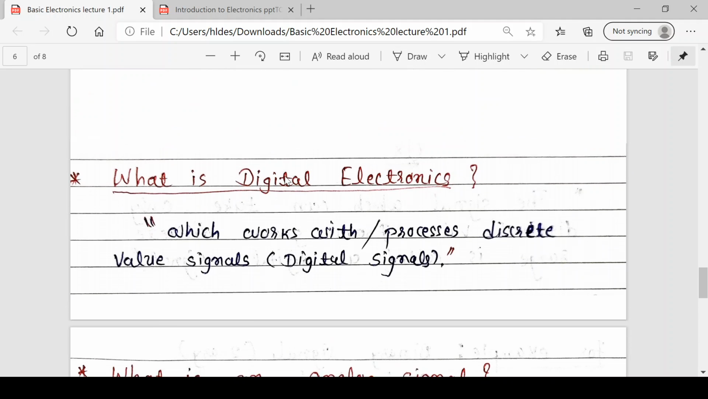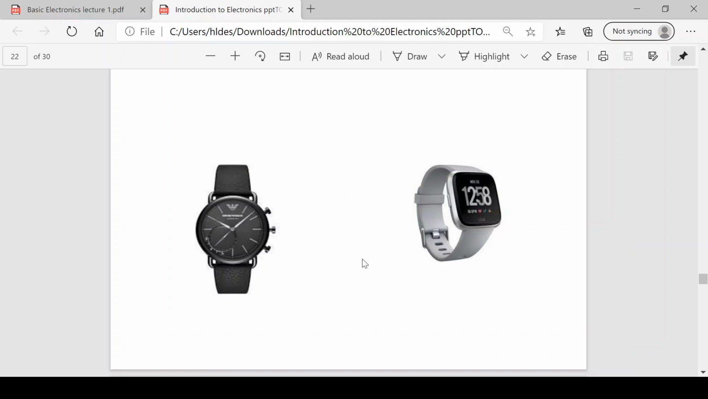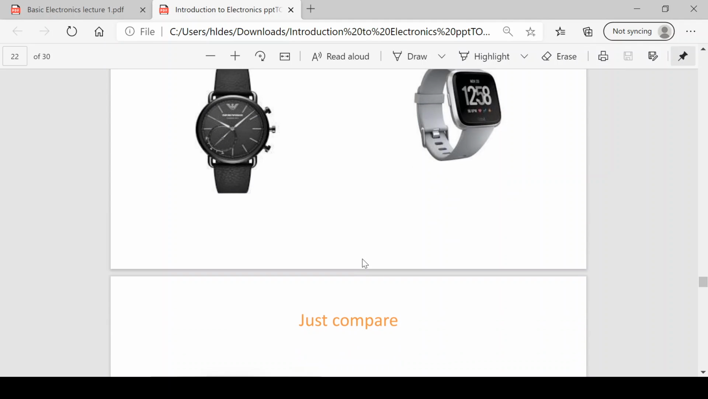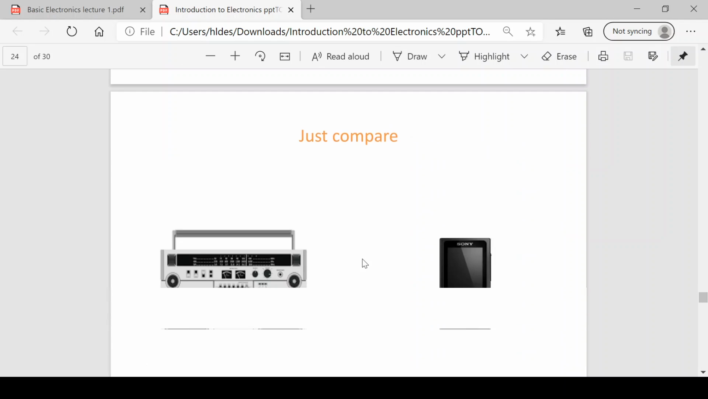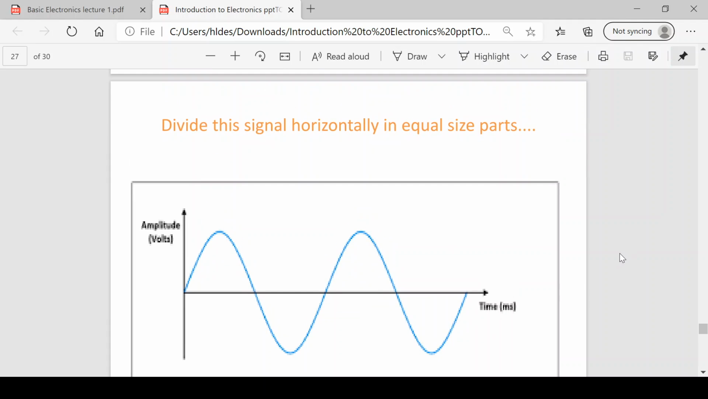Now the question comes, if analog electronics works with analog signals, then what is an analog signal? For which I want to show you one exercise. Just look at the screen. You have a periodical sine wave in front of you, and I am telling you to divide this signal into equal horizontal parts. Equal horizontal parts.